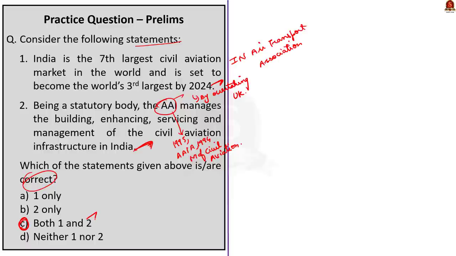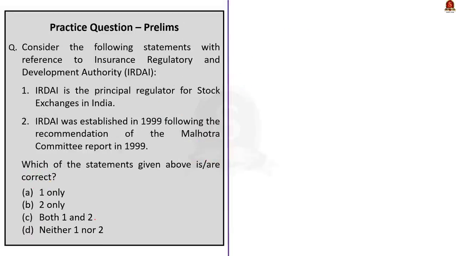Now coming to the final question, consider the following statements with reference to Insurance Regulatory and Development Authority, IRDAI. Let's take up the first statement. IRDAI is the principal regulator for stock exchanges in India. See, this statement is wrong because the Securities and Exchange Board of India, which is shortly known as SEBI, is the regulatory authority of stock markets and not IRDAI. So statement 1 is incorrect.